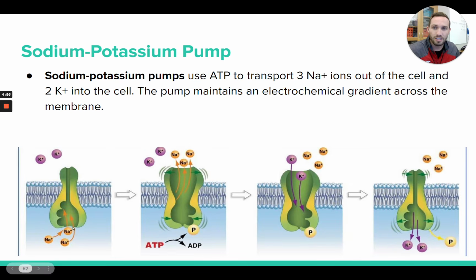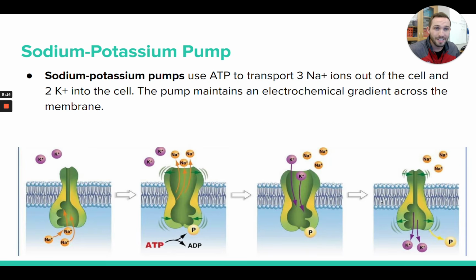And then if you guys look, there's a specific number that you guys need to know. So specifically in the sodium-potassium pump, there's 3 sodium ions being pumped out of the cell for every 2 potassium ions being pumped back into the cell. And so remember those numbers.